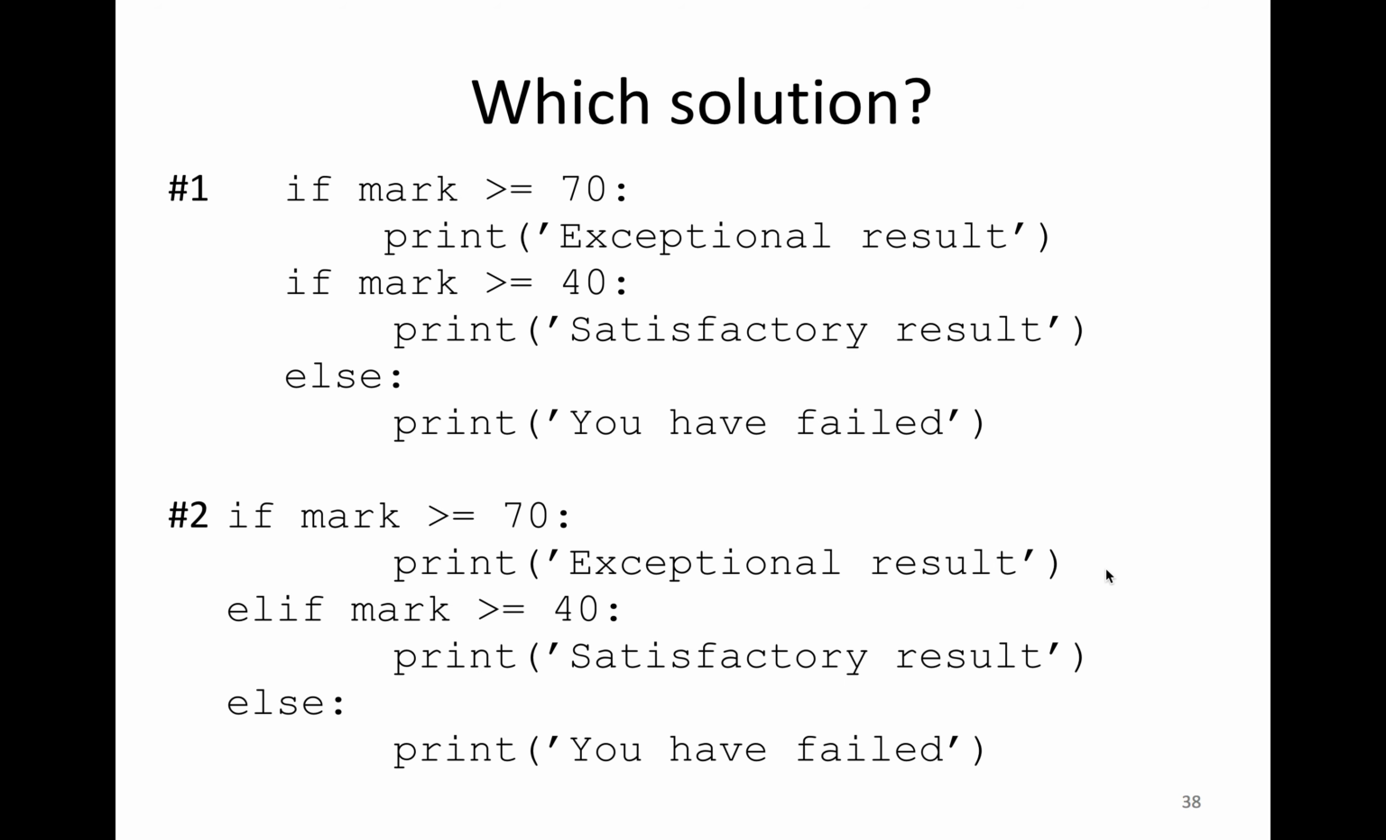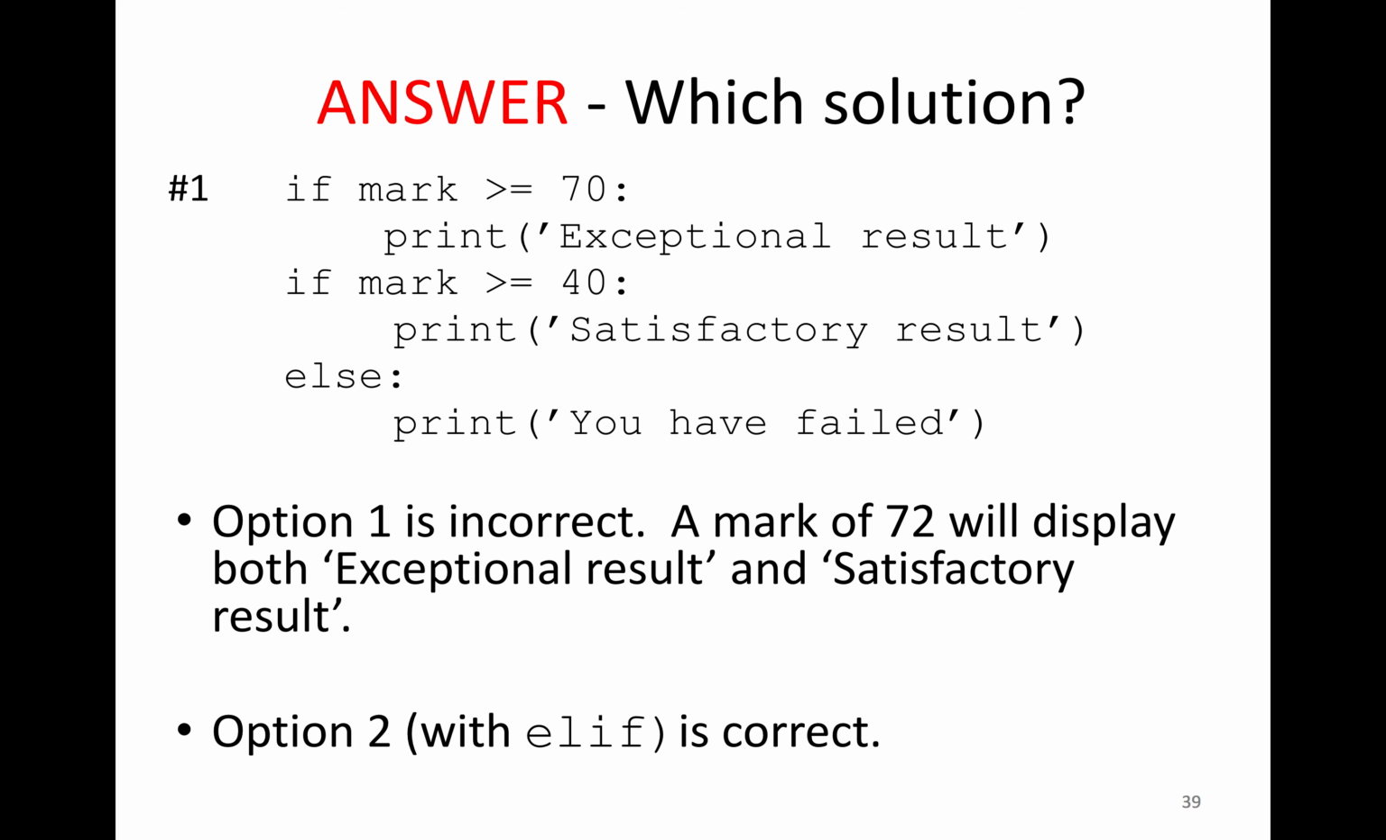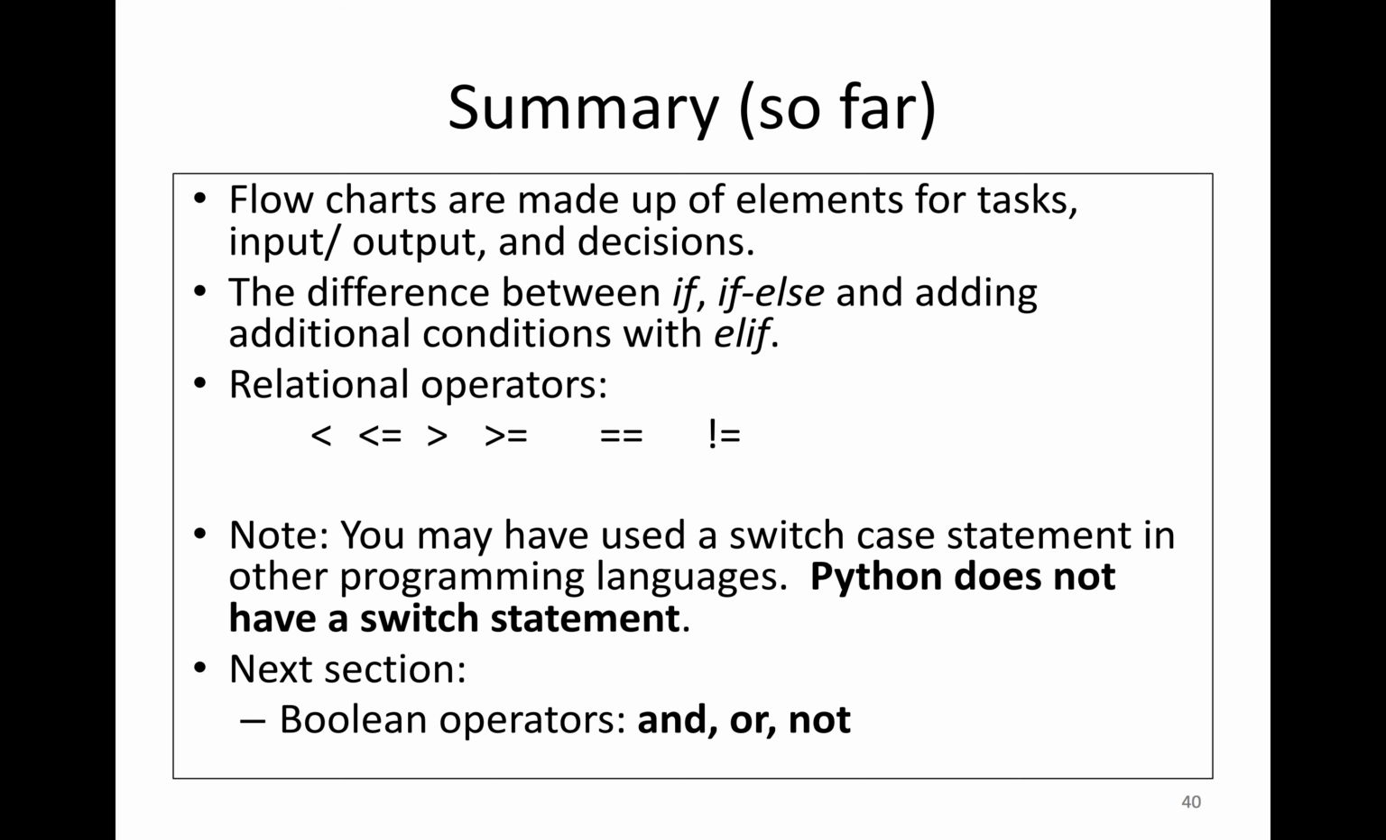So we will get only the exceptional result as the output, which is the expected output. If you get all, that is wrong. And you are getting all in the first example. So option 1 is incorrect. A mark of 72 will display both exceptional result and satisfactory result. Option 2 with elif is the correct one.